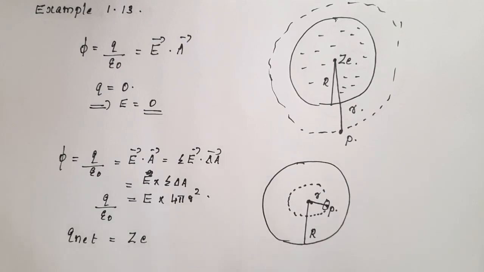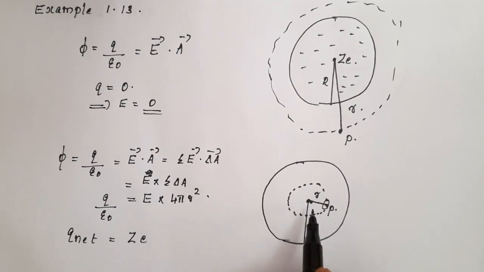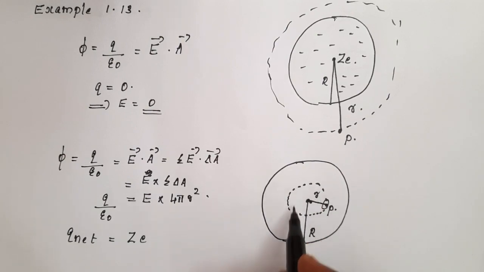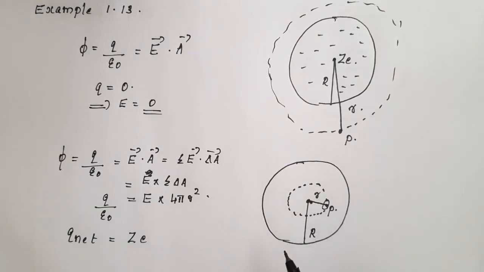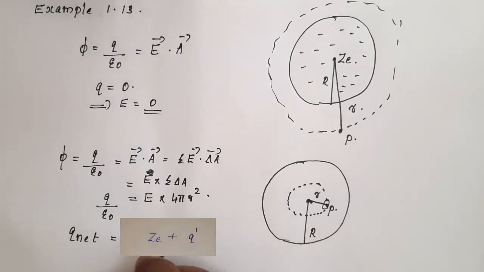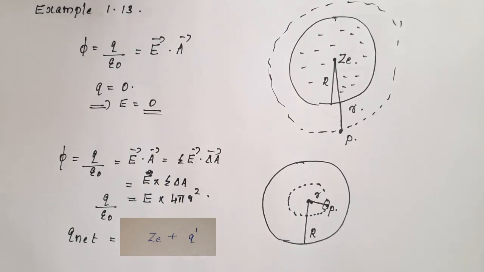So the nucleus includes only the protons. Electrons are outside the nucleus. So the total charge of the nucleus here is Ze. And a small portion of the electrons is also enclosed by this Gaussian surface. So how much is enclosed? That we need to find. Suppose I write that negative charge enclosed to be Q dash. Then we will find that Q dash.